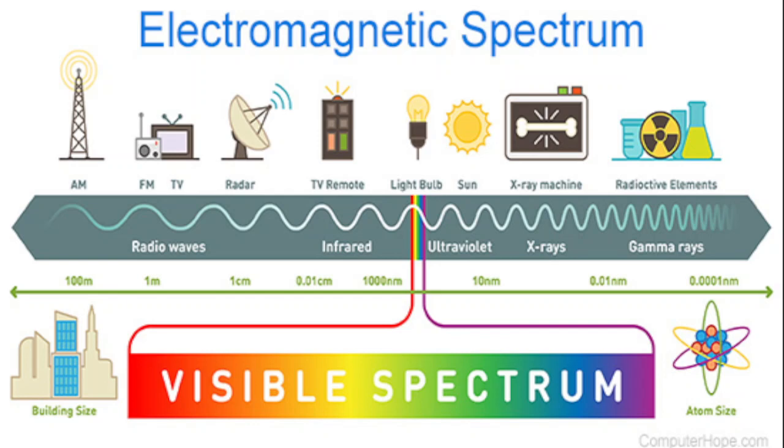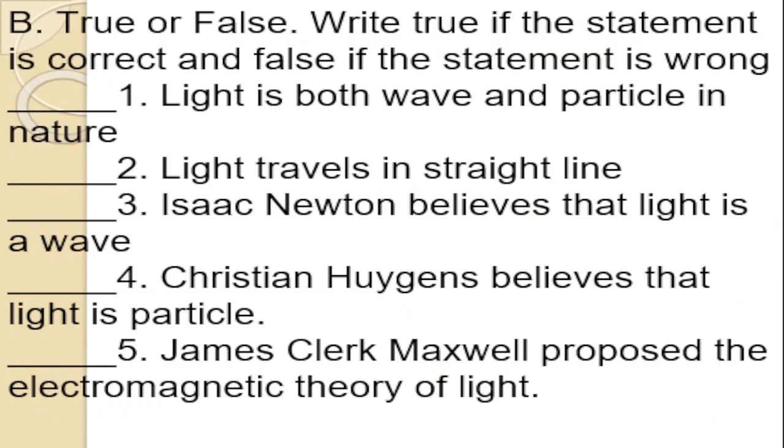Now, for us to know whether you understand our lesson, I have here 5 questions. Tell me whether it is true or false. First, light is both wave and particle in nature. If your answer is true, then you are correct. Light travels in a straight line. This is true. What is the proof that light travels in a straight line? It is the formation of shadow.